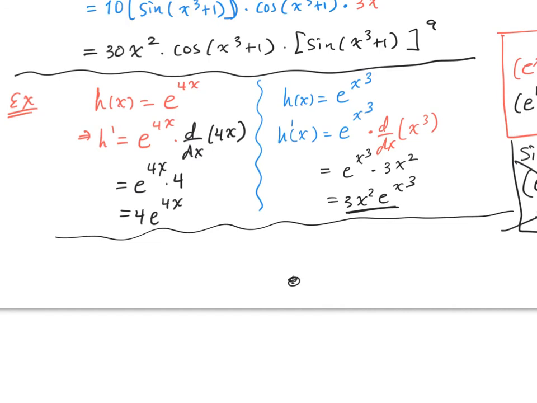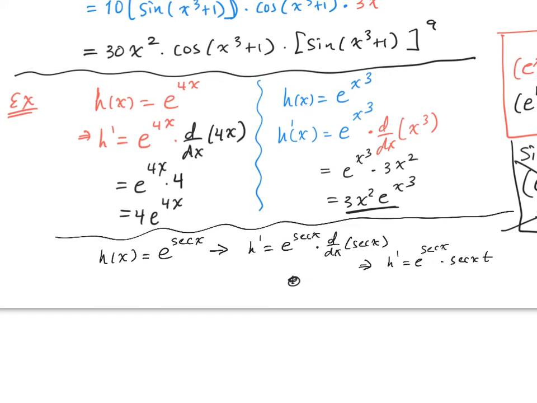And it could be technically any function you want. So finally, let's say that h of x is equal to e to the secant x. So therefore h prime will be e to the secant x times the derivative of secant. But remember, the derivative of secant is secant tangent. So therefore h prime will be e to the secant x times secant x tangent x. And that's it.